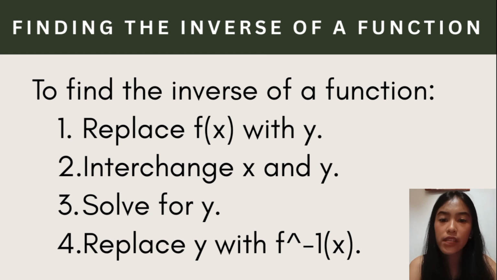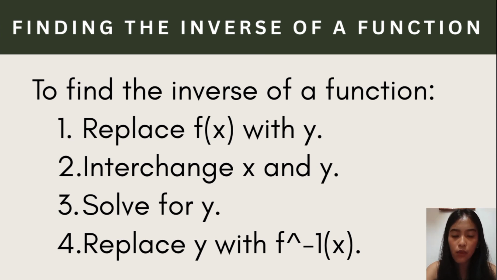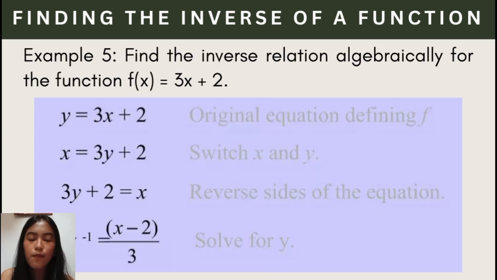So how to find the inverse of a function? These steps can be used in a function that is an equation. So first is replace f of x with y and interchange the variables x and y in the given function and then solve for y. And then for the final answer, you will replace the y with f raised to negative 1 of x. So we have here an example. Find the inverse relation algebraically for the function f of x is equal to 3x plus 2.